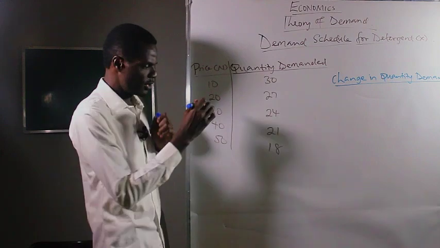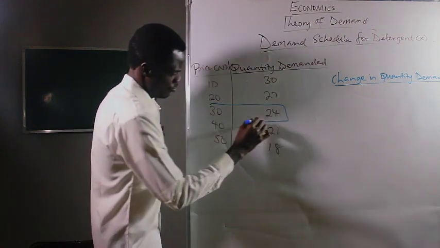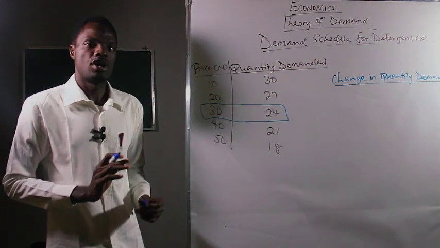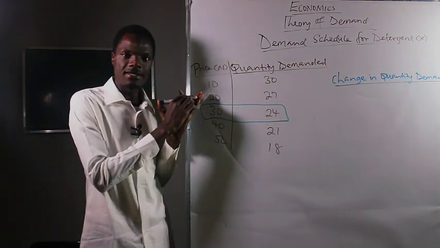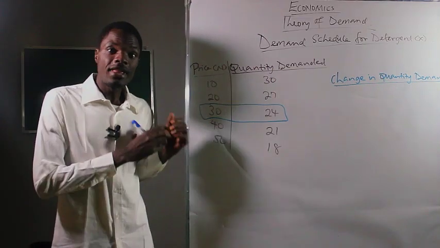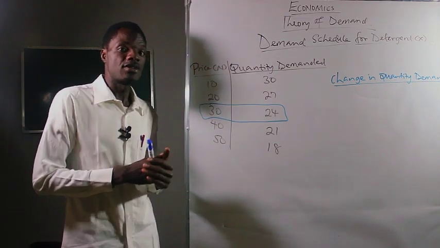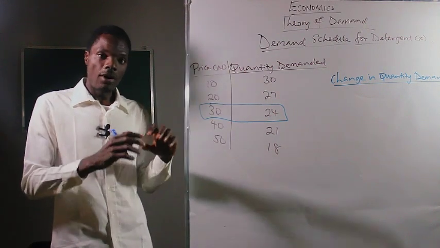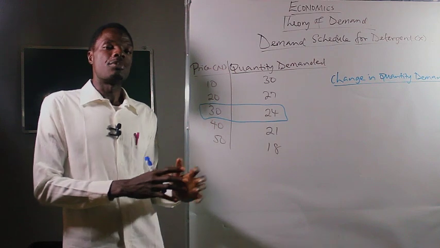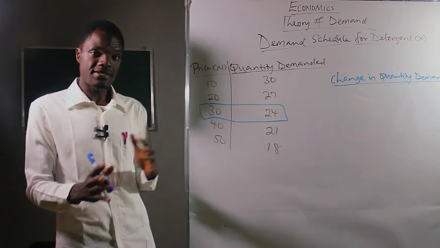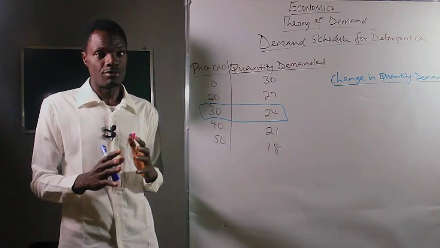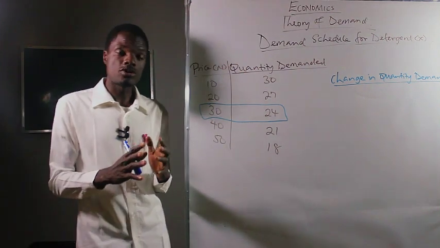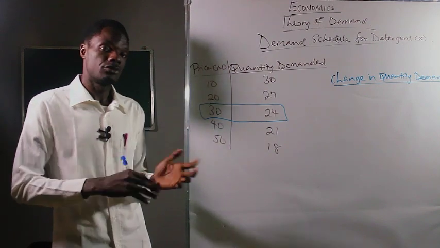Now, we assume that the price of the good is constant. For example, now we take this one. We assume the price to be 30 naira, and the quantity demanded is 24. So there is no increase in the price of detergent X, and also no decrease in the price of detergent X. So we assume it to be constant. We now assume that there is a change in the price of detergent Y. So detergent X and Y are related because they serve the same purpose. So any change in the price of any one of them will cause an effect on the demand for the other.